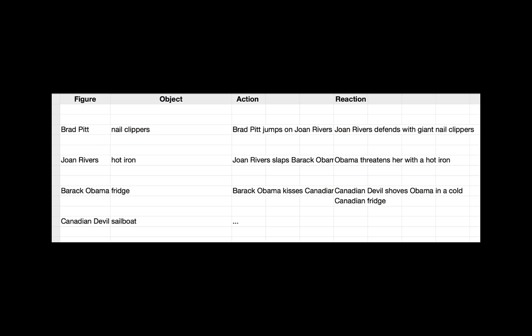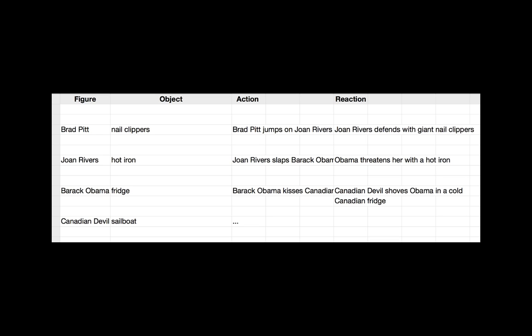While I'm mentioning that, watching cartoons is a very good way to make yourself more visual in your imagination. But nonetheless, make a list of figures, people famous for being famous, politicians, and so forth, and just collect them in an Excel file. Then make a list of objects in the next column, then some action words, and then reaction words. What I've done here is gotten jump, slap, and kiss as some example verbs, and then some reactions would be defend, threaten, and shove.